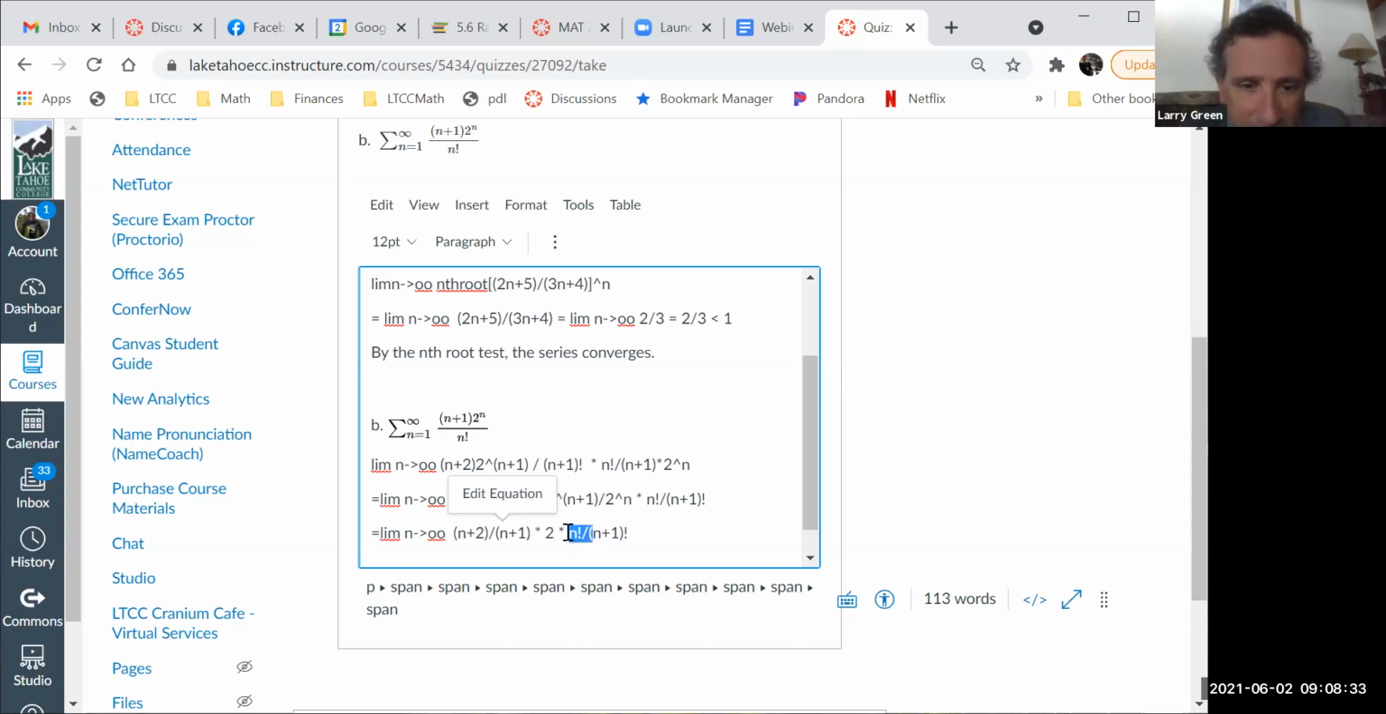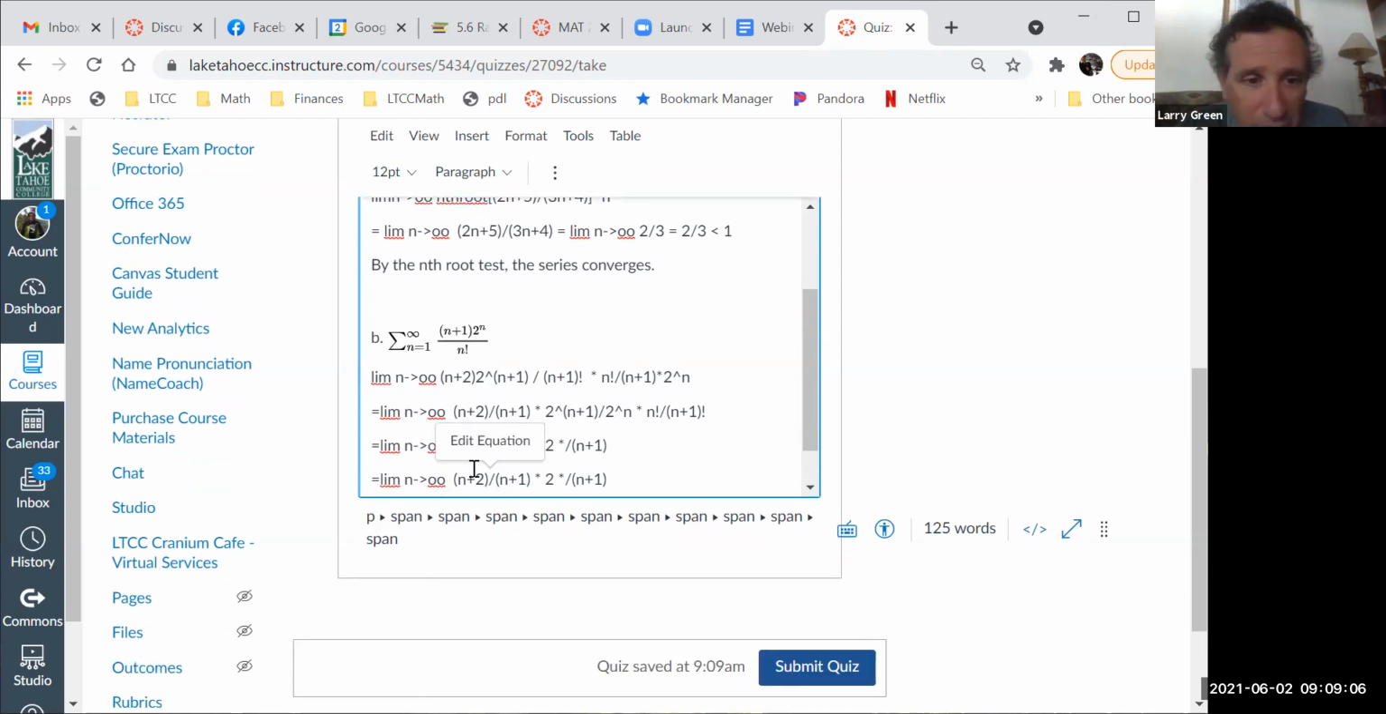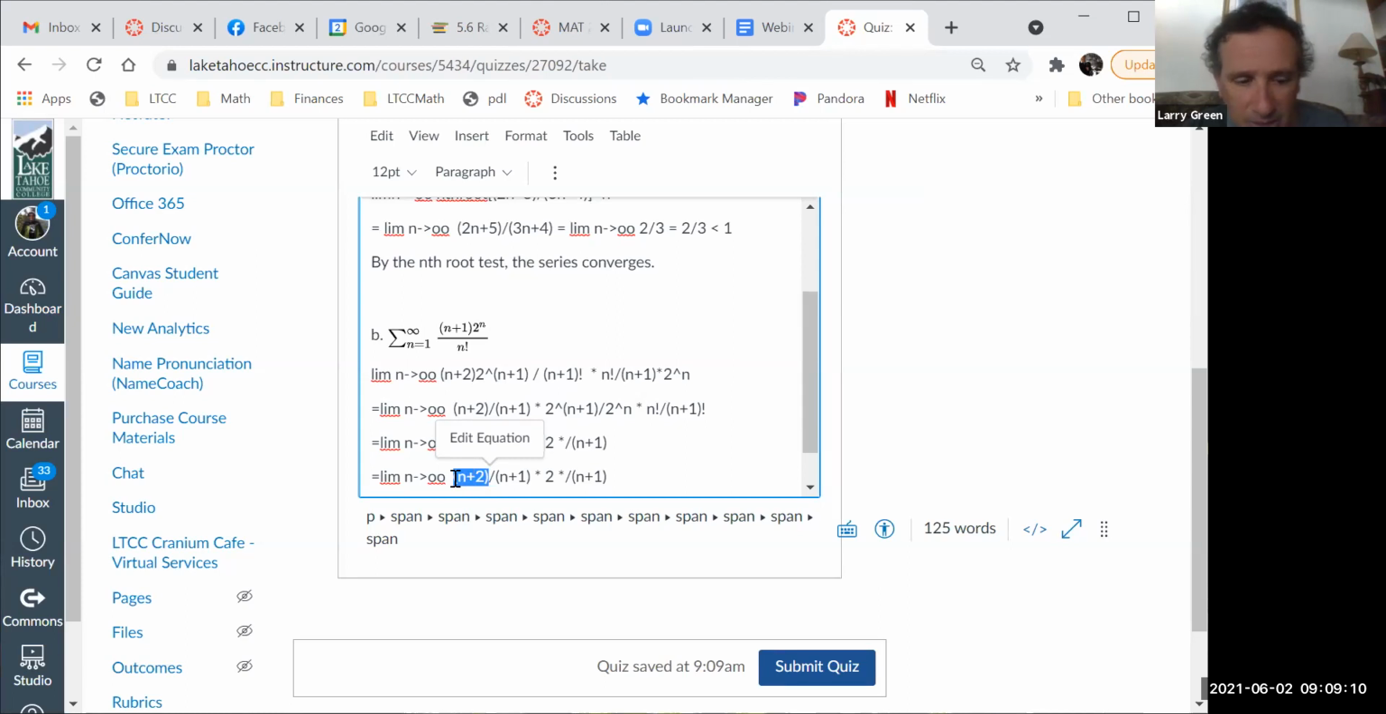So then I can just say that this n factorial over n plus 1 factorial is just going to be 1 over n plus 1. Any questions on that? Let's put a parentheses. There we go. Almost there. Lots of choices at this point. If we want, we can do a little algebra and we can write this as 2n plus 4 over n plus 1 squared, or over n squared plus 2n plus 1. Now what can I do?